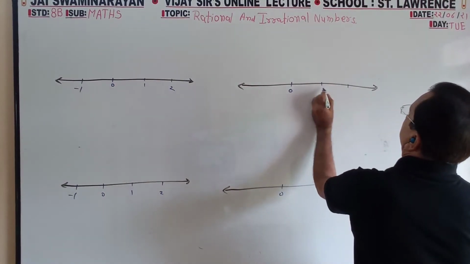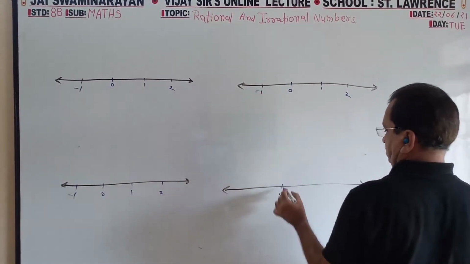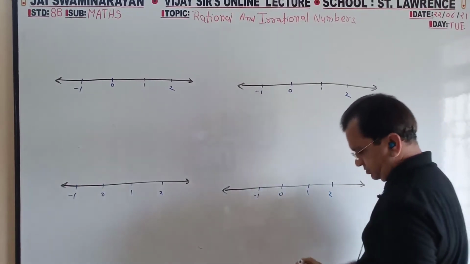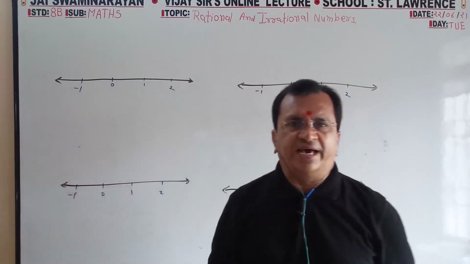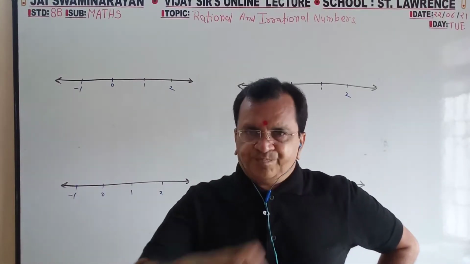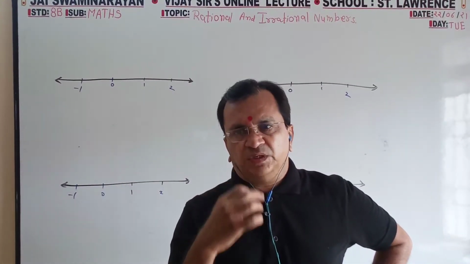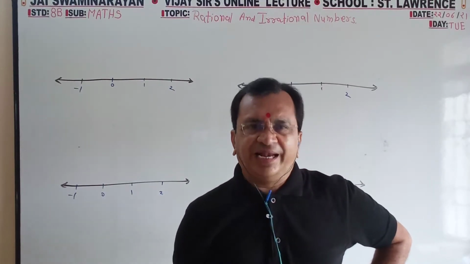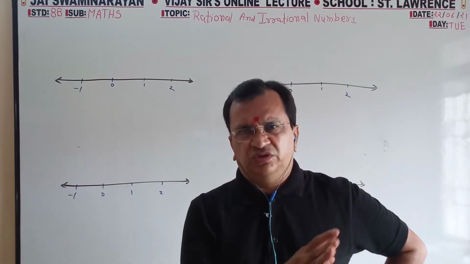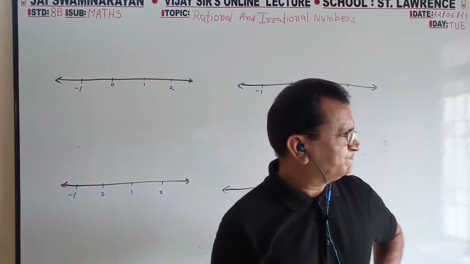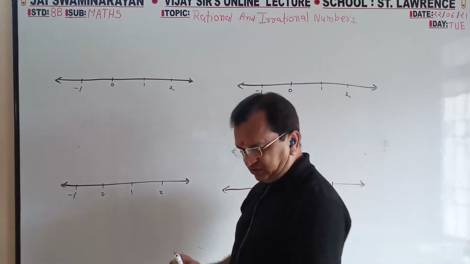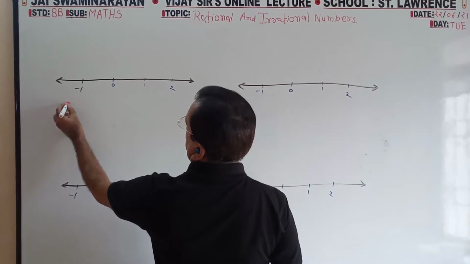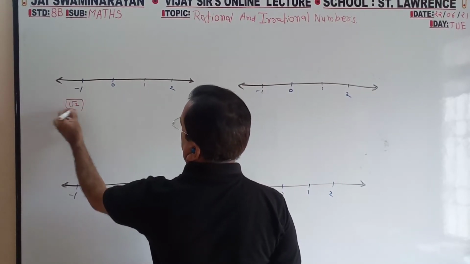One, two. In all 4 diagrams, draw a number line. Zero slightly on the left side, show only -1, then 1 and 2. Now first we have to show root 2.